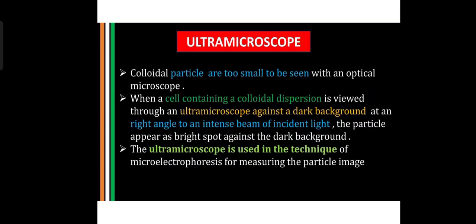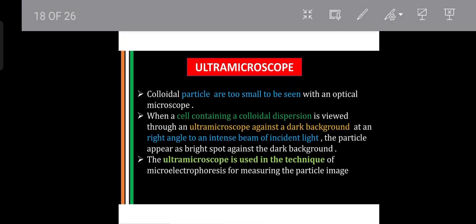That is the ultra microscope. Now see, why is the ultra microscope necessary? Because the particle is too small to be seen by any kind of optical microscope. Means with the help of any compound or optical microscope, it is not that easy to visualize or observe any colloidal particle. So we can only observe the colloidal dispersion with the help of an ultra microscope, against a dark background. This term is also necessary, you have to keep in mind.